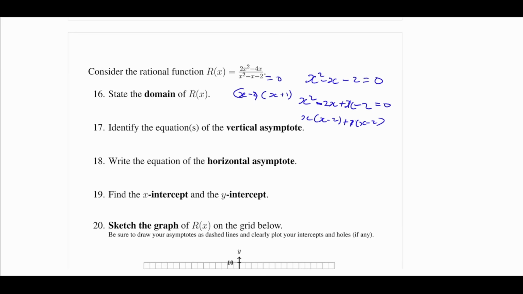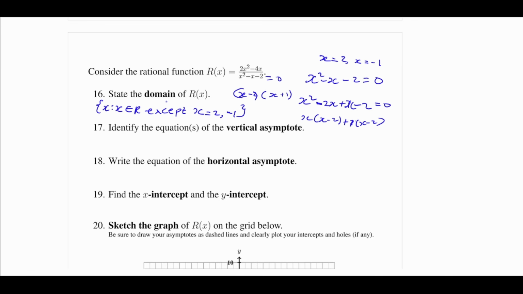Now if I equate them to 0, that means that x equal to 2 and then x equal to -1 will give me a 0 here. So if I put x is equal to 2 here, the whole function will become undefined. So I'll write my domain as the set of x such that x belongs to all real numbers except x equal to 2 and then negative what? 1. So this is how we can write it.